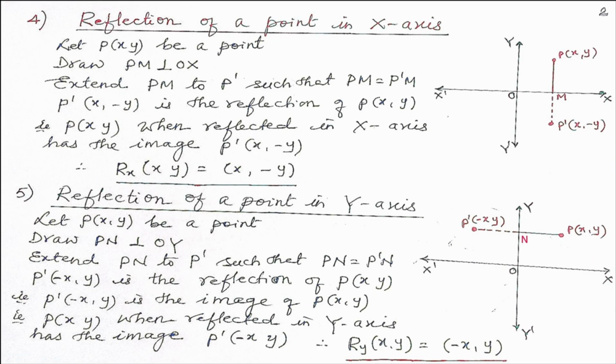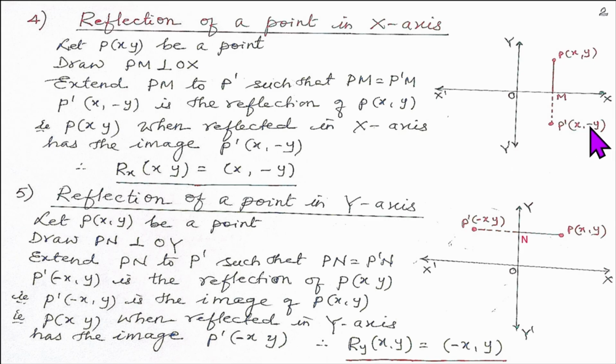So please remember that. Now coming to the next important discussion, reflection of a point in X axis. Now we have a point P(x, y) here. Draw perpendicular PM to OX and extend it to P dash such that PM is equal to P dash M. Then P dash is the image of P. If the coordinates of P are (x, y), then the coordinates of its image P dash are (x, minus y). Therefore remember, the reflection of a point P(x, y) in x-axis is P dash (x, minus y).